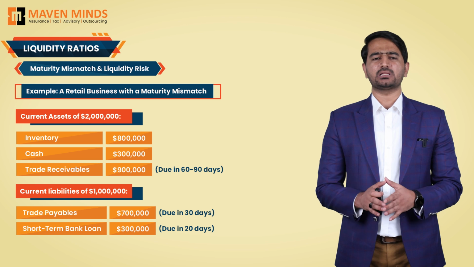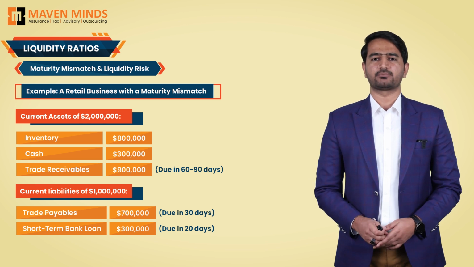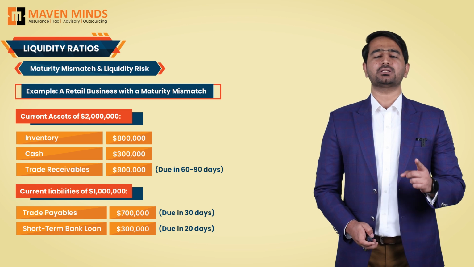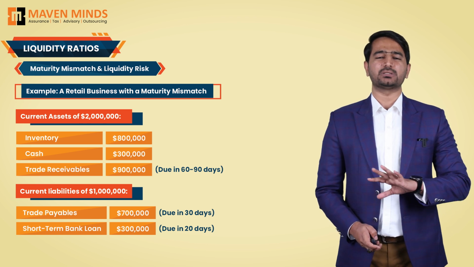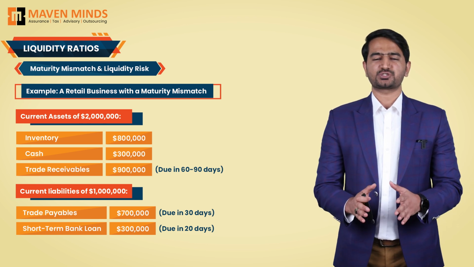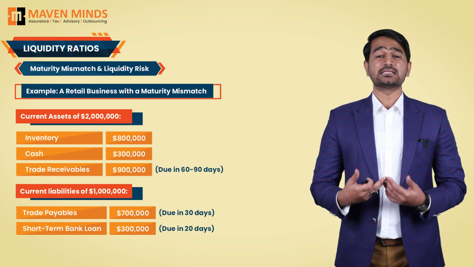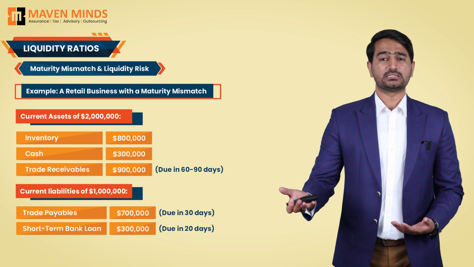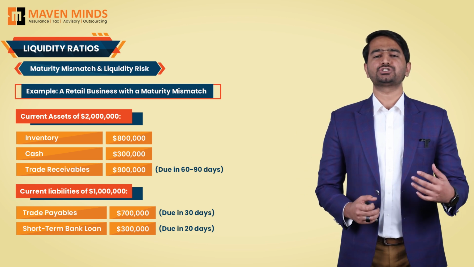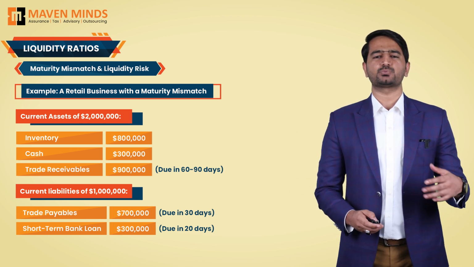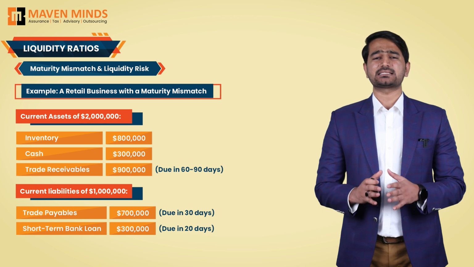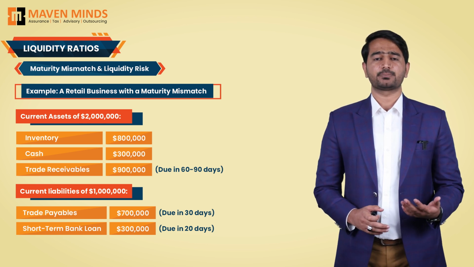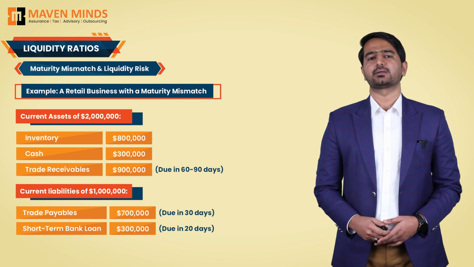And immediate cash available is only $300,000, while the company needs to settle $1 million in liabilities within 30 days. So despite a high current ratio, this company may not be able to meet its short-term obligations without borrowing more money or negotiating extended payment terms with the suppliers. This is the classic case of maturity mismatch. Assets are available on paper, but not in a timely manner.